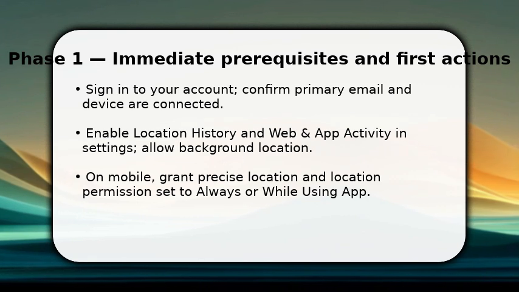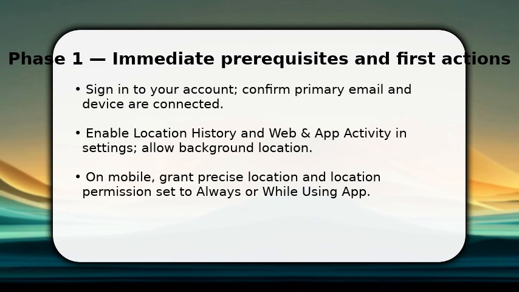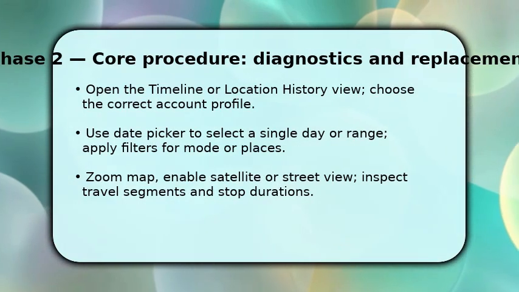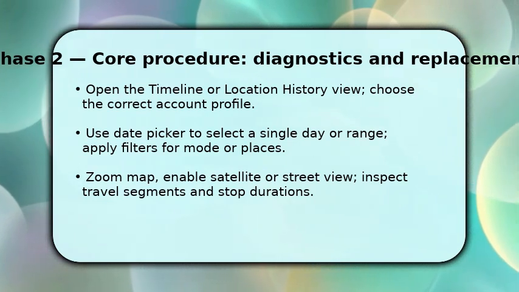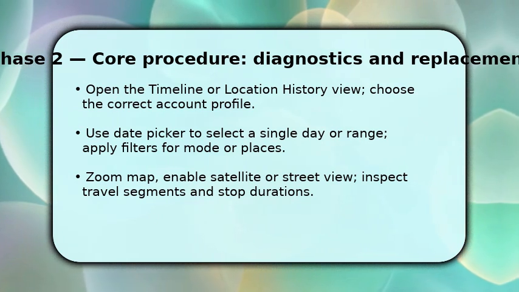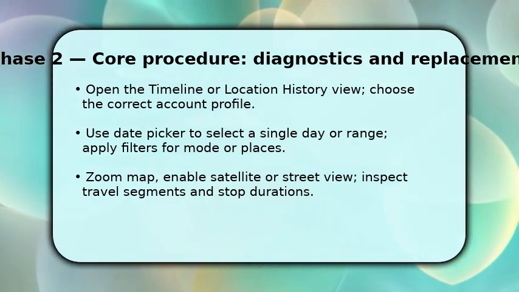You're setting the foundation so timeline data is complete and timestamped accurately, which prevents gaps when you proceed to view history. You open the timeline view and confirm the account at the top. Use the date picker to jump to a specific day or a custom range. Filters let you isolate driving versus walking or show only visited places.